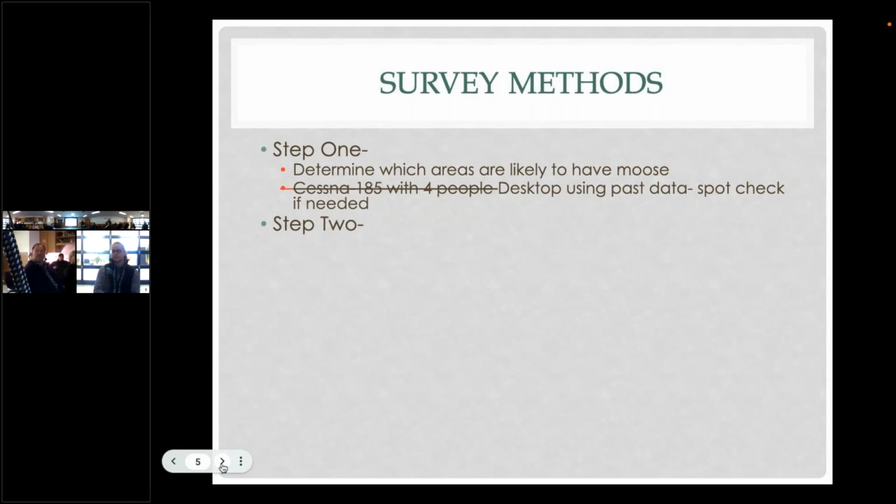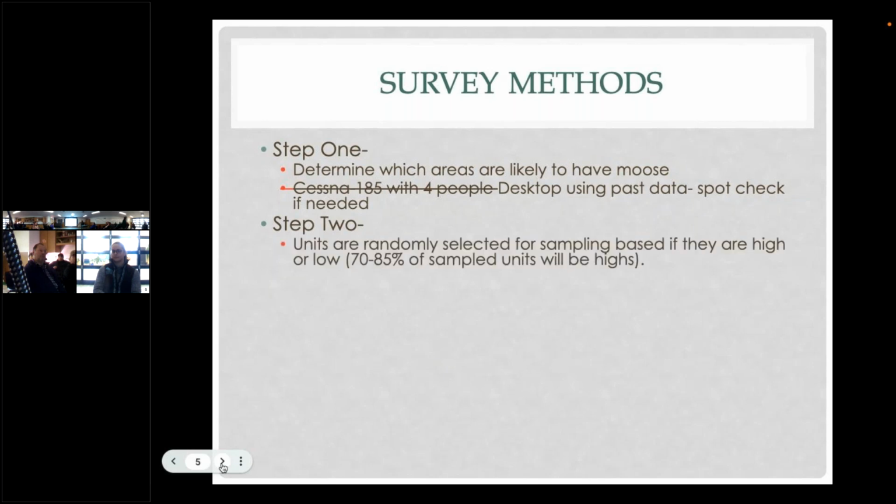And so we then select from those highs and lows, and we want to spend most of our time in the area that we're predicting will have those. So 70 to 85% of our units are going to be in that high strata, and the remainder are going to be in the low strata. Because we don't want to spend a lot of time in areas that aren't very good moose habitat, and might have 0 or 1 moose in them.